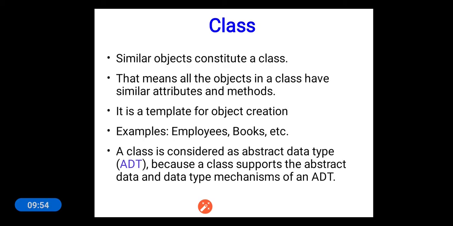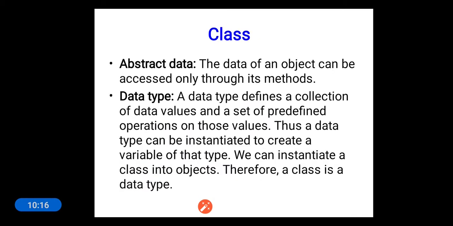Now let us move to the class. As we already know, a class is nothing but a collection of similar objects. It is a template for object creation. A class is considered an abstract data type because a class supports the abstract data and the data type mechanisms of an ADT, that is, abstract data type.